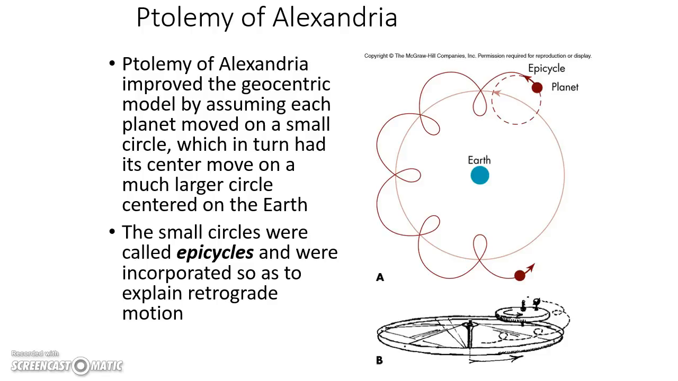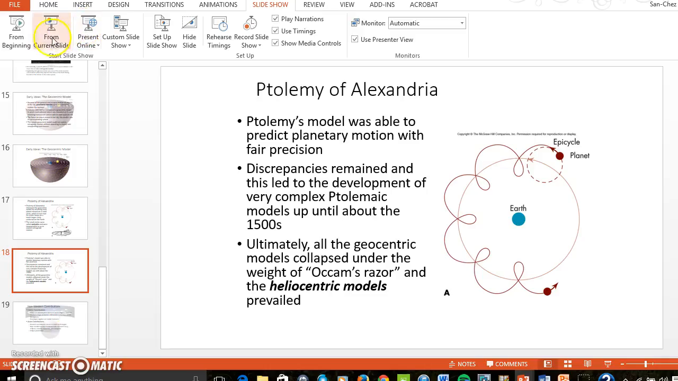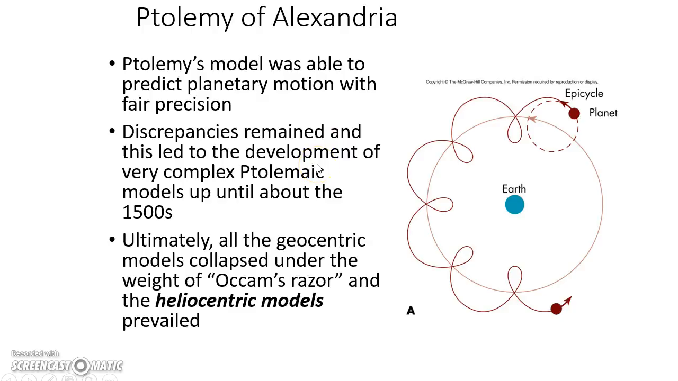Ptolemy of Alexandria improved the geocentric model by assuming each planet moved on a small circle, which in turn had its center move on a much larger circle centered on the Earth. The small circles were called epicycles and were incorporated so as to explain retrograde motion. Ptolemy's model was able to predict planetary motion with fair precision. Discrepancies remained, and this led to the development of very complex Ptolemaic models up until about the 1500s. Ultimately, all the geocentric models collapsed under the weight of Occam's razor, and the heliocentric models prevailed.